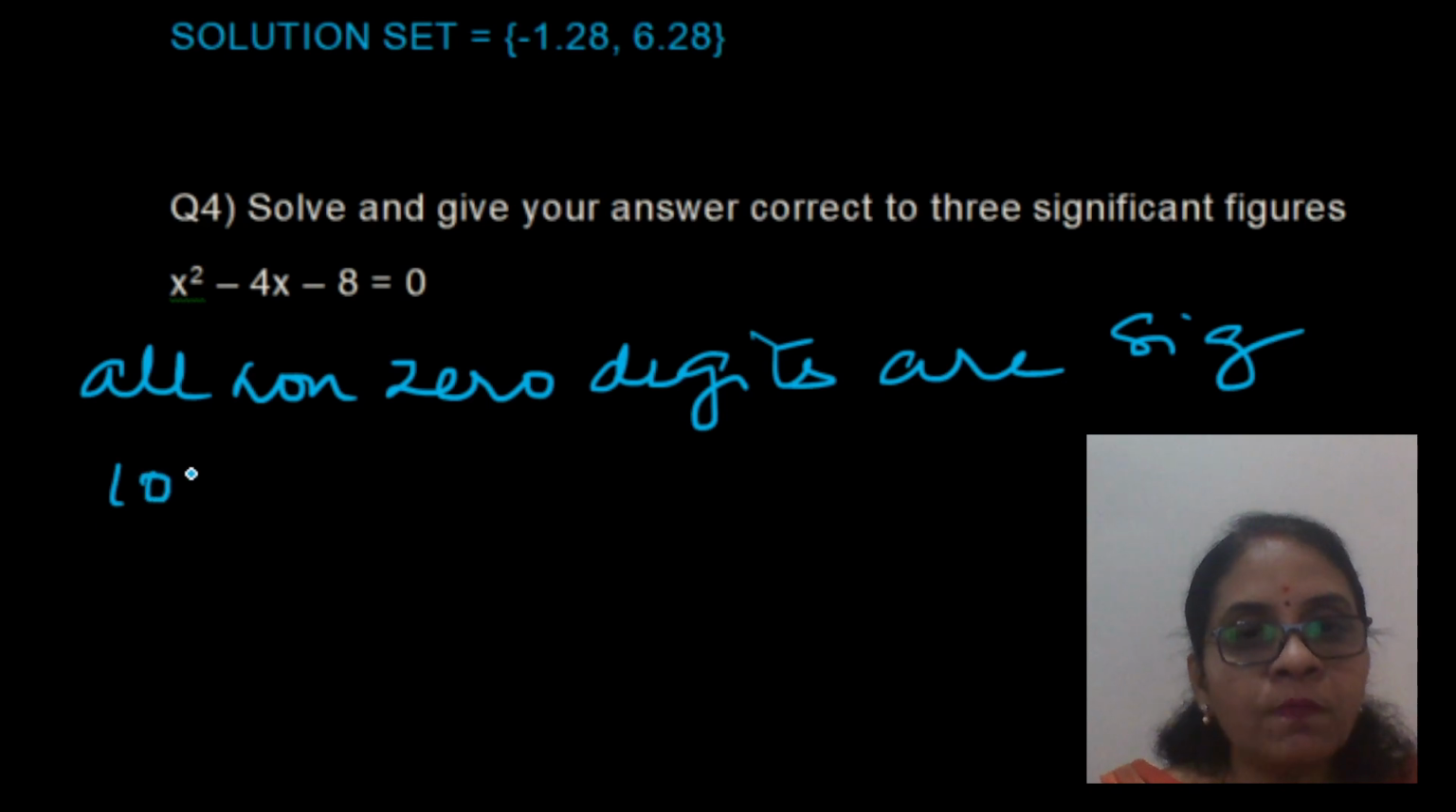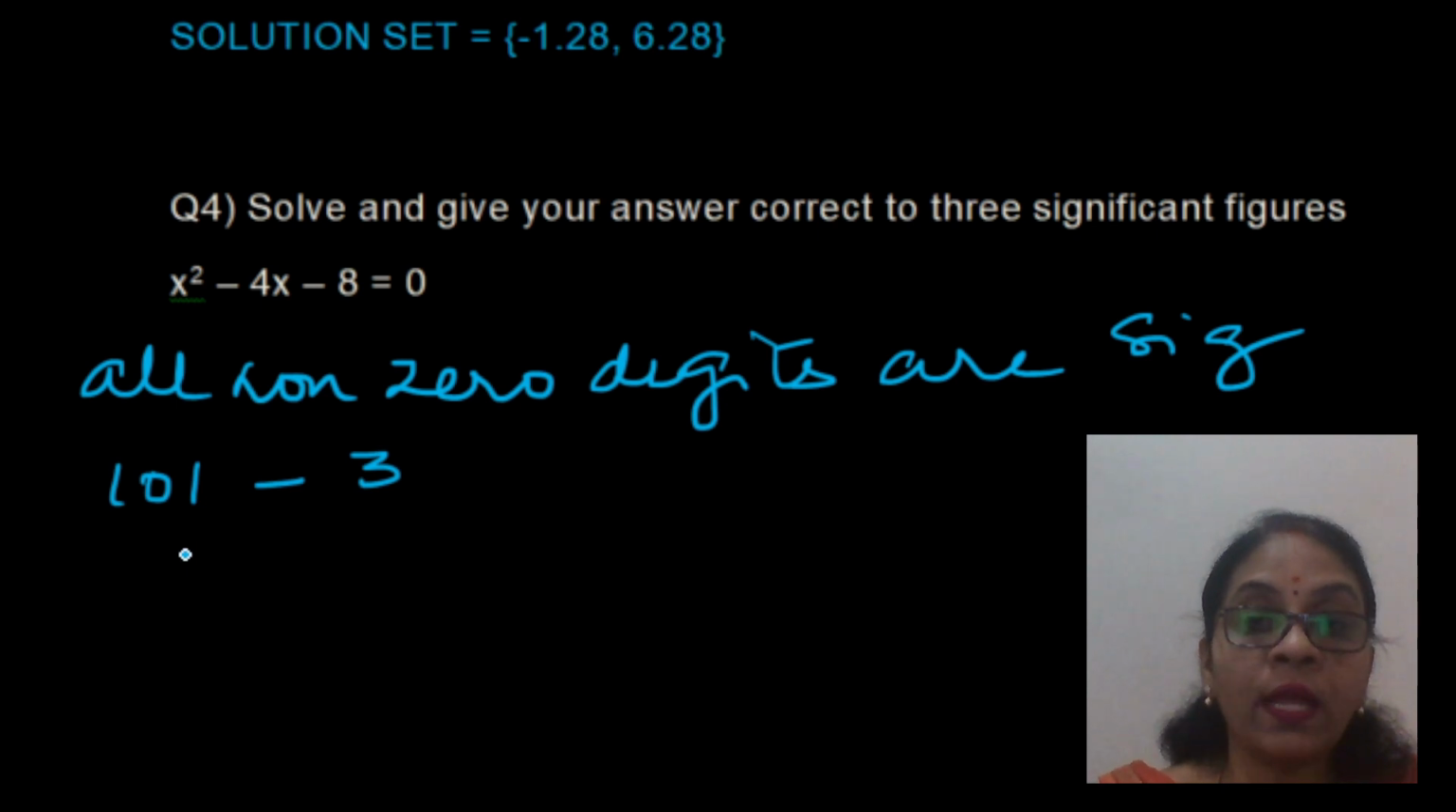If 0 is bounded by two non-zero digits, on both sides I mean to say, then the 0 becomes significant. So in this case 101 has 3 significant digits.